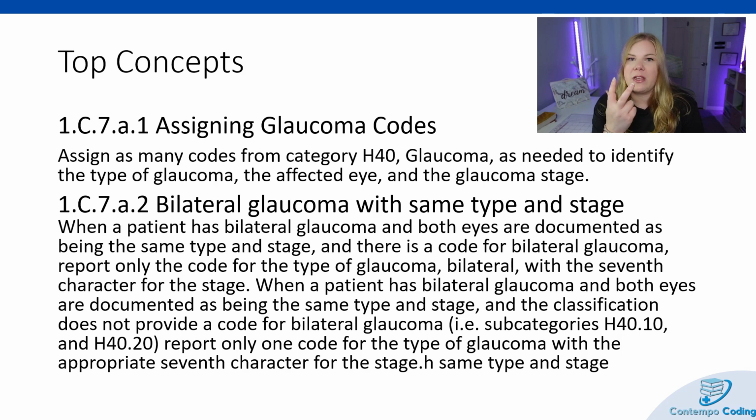However, if the type and stage does not match for both eyes, then you're going to need one code for the right and one code for the left. So you can't use the bilateral codes if they don't have the exact same type and stage for both eyes. There are also a couple of subcategories, so H40.10 and H40.20. Those do not provide a bilateral code, so you would only report that code once for that type of glaucoma with the appropriate 7th character for the stage and type.